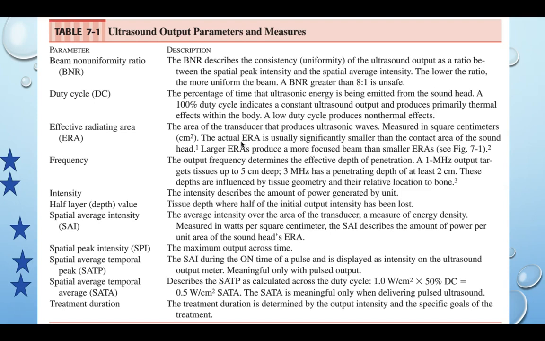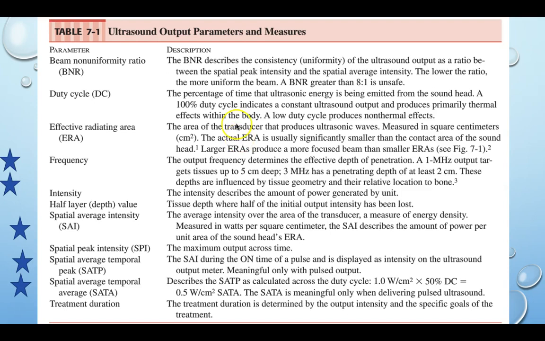So when we're talking the 5 centimeters and 2 to 3 centimeters deep, we're talking below the adipose tissue as well. So unlike with our cold where we had to know how much adipose tissue we're dealing with, that's not as much of an issue with ultrasound. And then looking at our intensities, the intensity describes the amount of power generated by the unit, so by the ultrasound machine itself. And so we're going to be looking at the power output as an ability to look at how we target the potential effects of ultrasound.